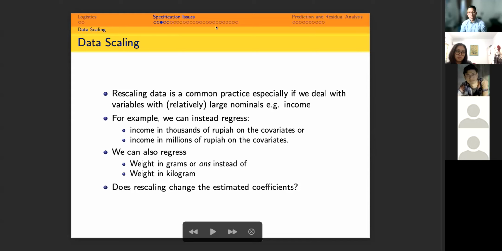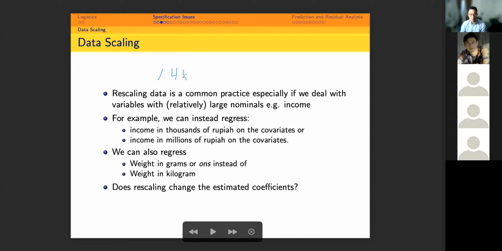In the previous slide, we showed that the average earning in the data is about 1,450,000 rupiah. What we can do is transform this variable by dividing it by 1,000. So we have 1,450, and the unit will now be thousands of rupiah.